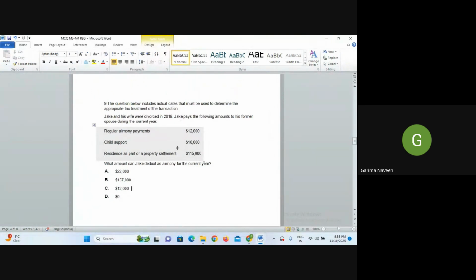Yes, correct. Since the divorce is in 2018, that means you can get the deduction for the alimony. The rest of these, child support and property settlement, are not taken as deduction. It means the right answer should be $12,000. Okay. Any doubt? No, ma'am.